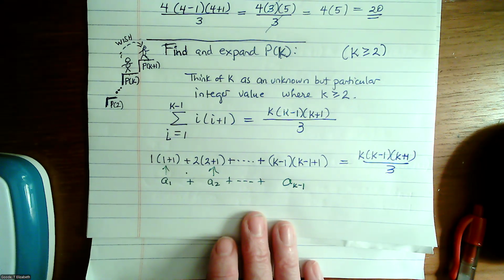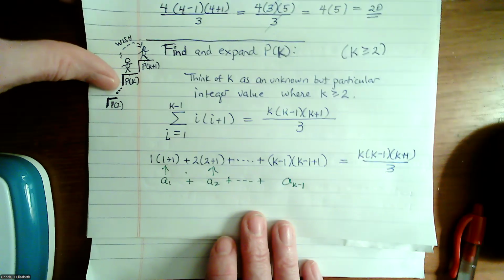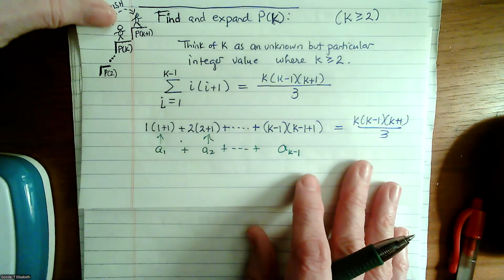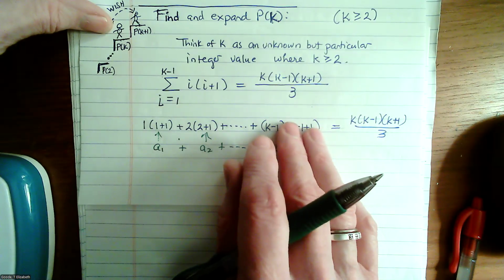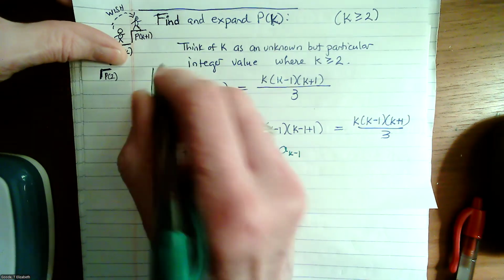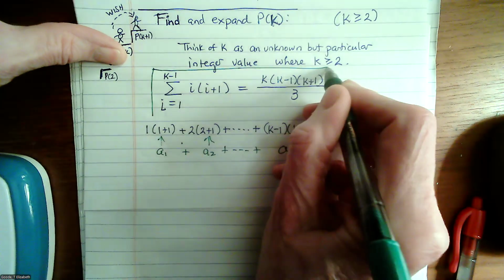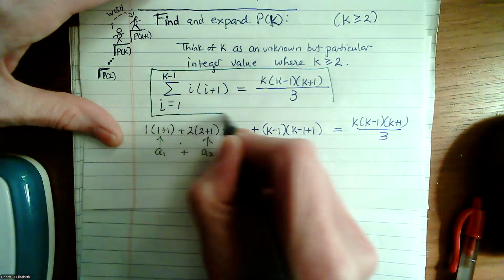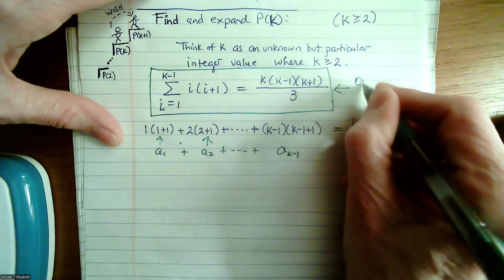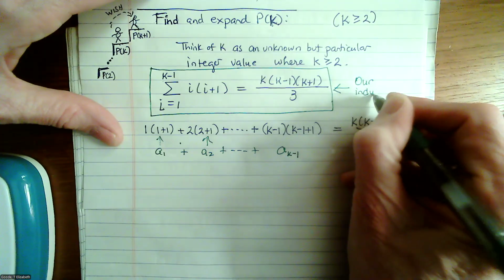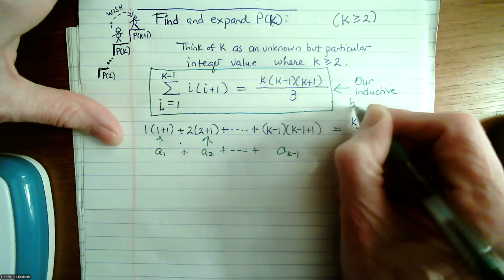So shall we finish the proof? Shall we go ahead and work the inductive step? Yeah. So let's write P of K plus 1. Well, so are we done with P of K? We set it to equal K times K minus 1, K plus 1 over 3. So that's it? Well, yes, we would say a few words. We would say, assume that P of K is true. This is our inductive hypothesis. We need to assume we're standing on step K.